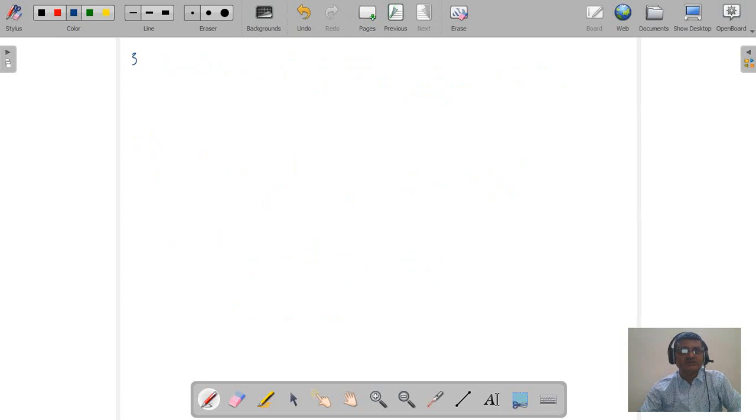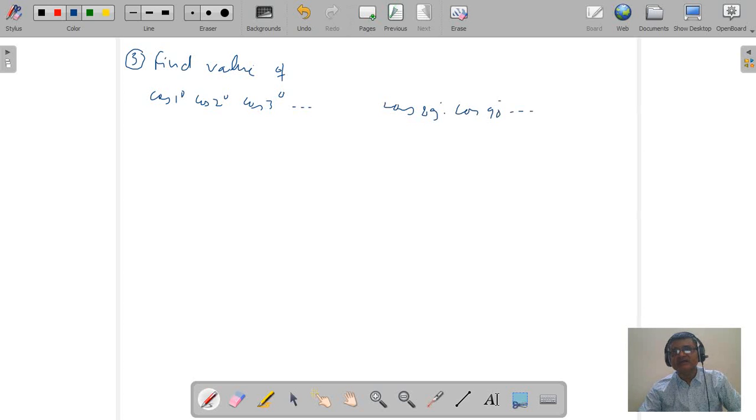Now we are moving to the next question. Find the value of cos 1 degree, cos 2 degree, cos 3 degree, and likewise going to cos 89 degree, cos 90 degree, going up to cos 189 degree.